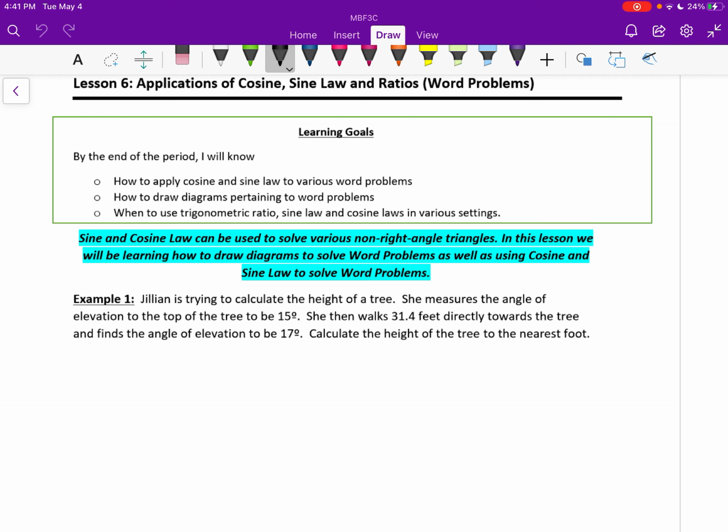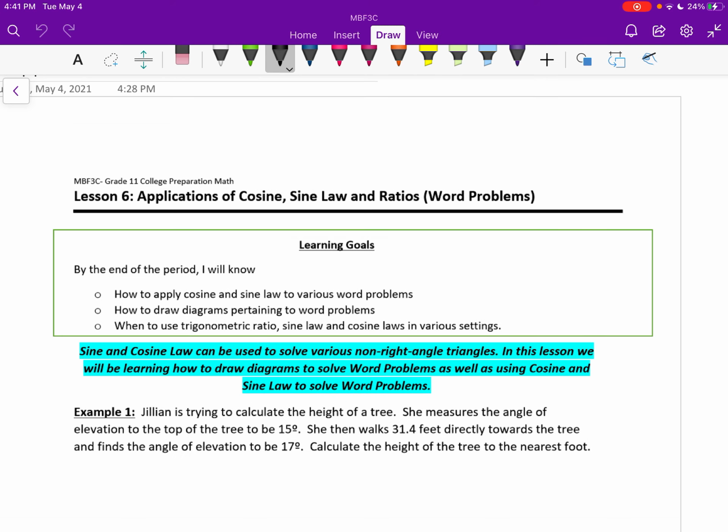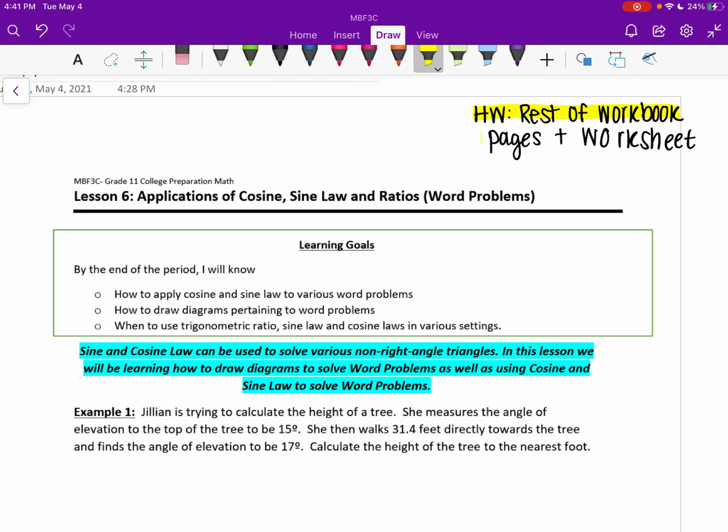Okay, so by the end of this period, I just wanted to write down what you will be doing for homework. Your homework questions will be the rest of your workbook pages, plus I've posted some worksheets, and those can be found on our learning environment.